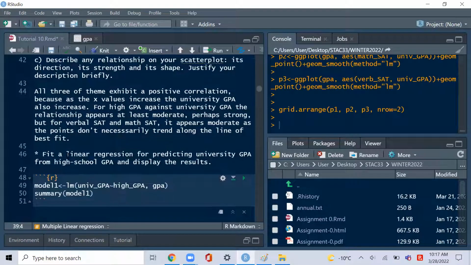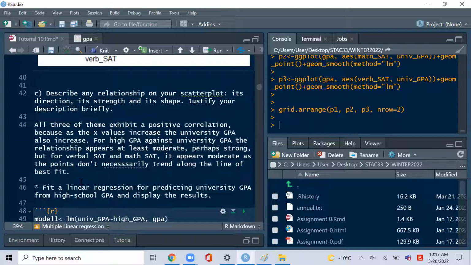You're asked here to describe any relationship you see in your scatter plot: its direction, its strength, and its shape. Please state all those three things in your answer. I'm actually grading this myself, and if there's something missing, you won't get full marks. So generally speaking, if you think there's a positive relationship, you should state why. For a positive relationship, you should see that an increase in, in this case, either your high school GPA or your verbal SAT scores or your math SAT scores is associated with an increase in your actual university GPA. Otherwise, if it's negative, you'd see the opposite.